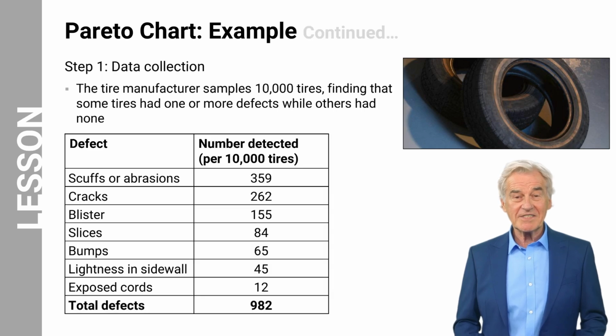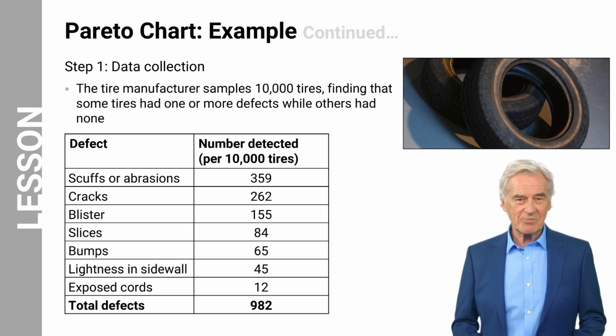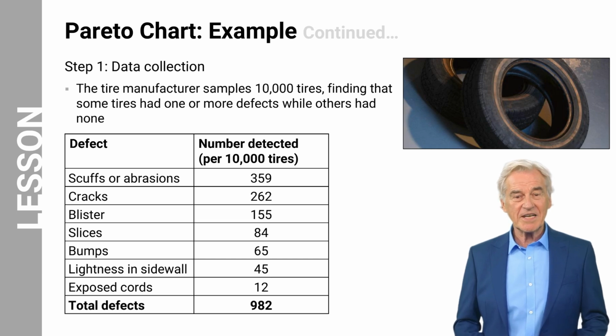Step 1 in the process is data collection. The tire manufacturer samples 10,000 tires, finding that some tires had 1 or more defects while others had none. The table shows the tally of the number of defects found in the tires in descending order. The total number of defects is 982.